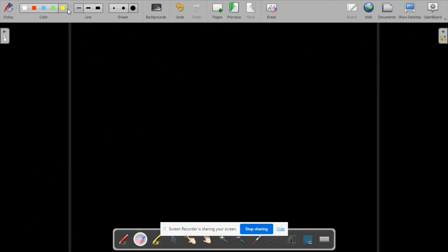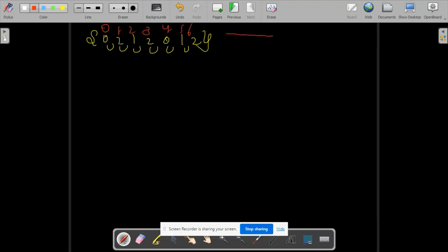Okay. So this was your array: 0, 2, 1, 2, 0, 1, 2. Let me write the index values here: 0, 1, 2, 3, 4, 5, 6. You will be using a three pointer technique here, a three pointer approach.